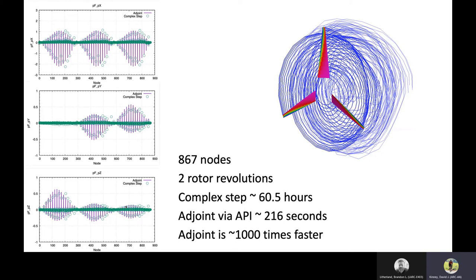I didn't really want to kill my laptop, so I bumped this over to my Linux box, which is actually slower per processor. It chugged through the complex step method for all of these, taking a good 60 hours with 4 processors. It took 200-ish seconds on the same machine using the adjoint via the API. So it's on the order of 1,000 times faster. On my laptop, it actually runs in about 100 seconds using 4 processors as well. And again, the charts on the left show, in this case, the partial CD with respect to X, Y, and Z for each of the nodes. So all of this is there. There's a C++ API, and there's going to be a Python API.